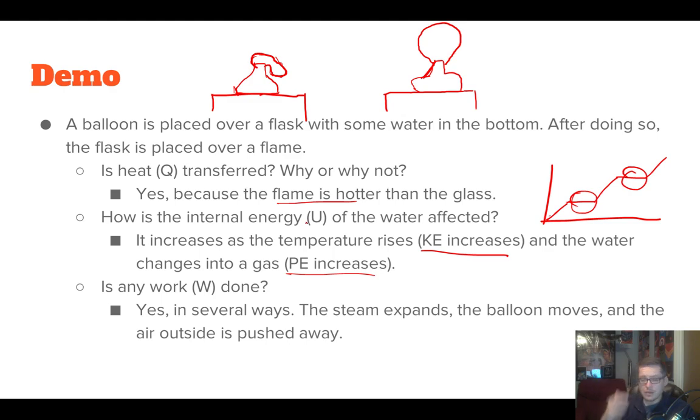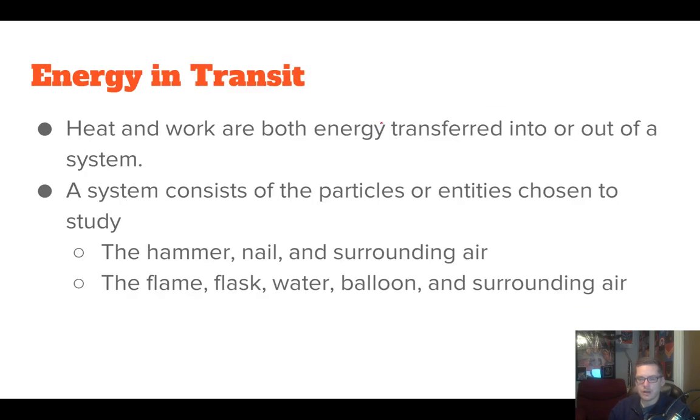Okay, so was any work done? Yes, the work was done in several different ways in this case. The most important place was that as the steam expands, the balloon moved, right? It went from here and went out, and we expanded out this way. So the molecules applied a force and pushed the outside air out of the way, okay? And so it did work, all right? So heat and work are energy that are transferred into or out of a system.